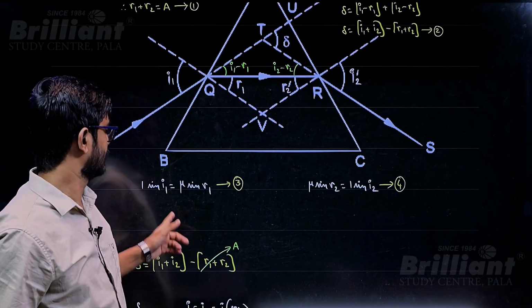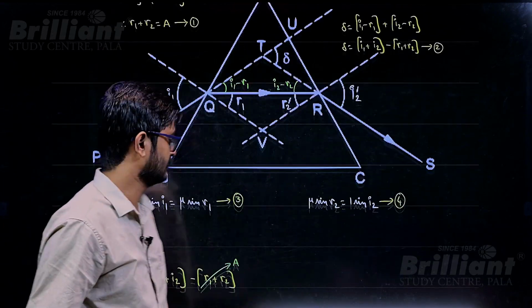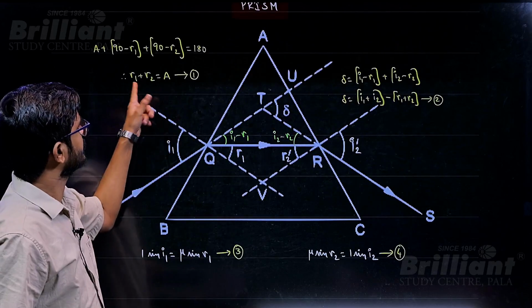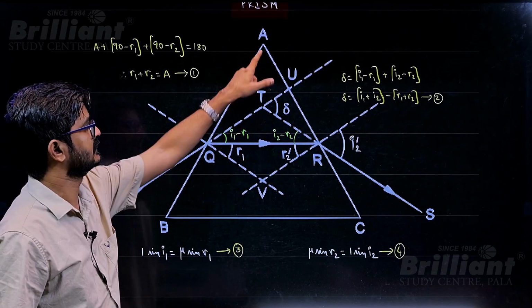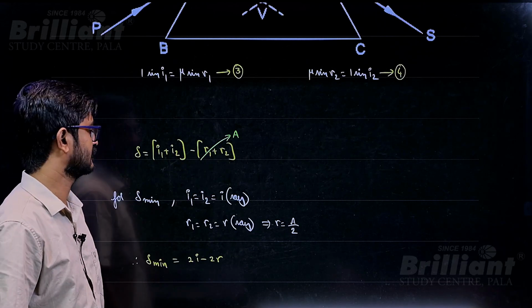Now if we talk about deviation specifically, we got deviation is I1 plus I2 minus (R1 plus R2). And we got R1 plus R2 is nothing but A. So deviation, sometimes you will write as I1 plus I2 minus A. So that's up to you.